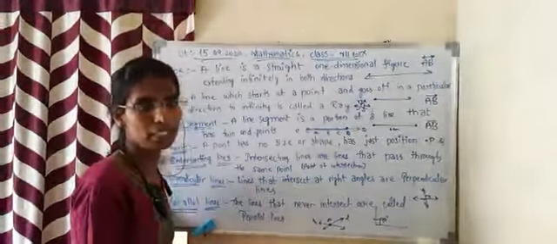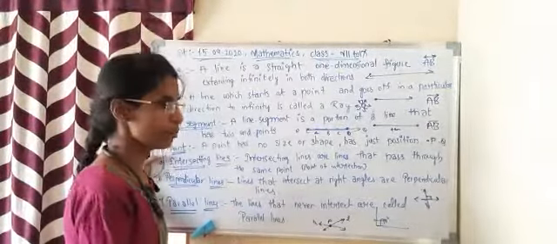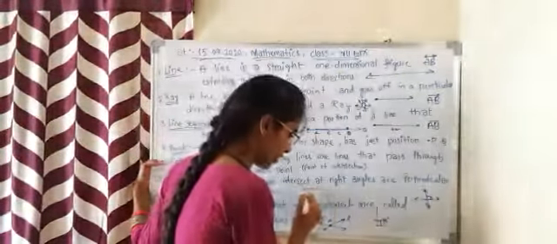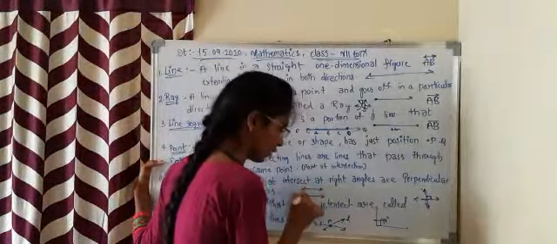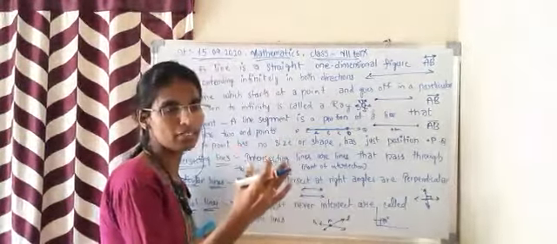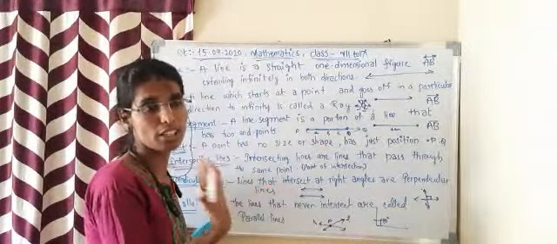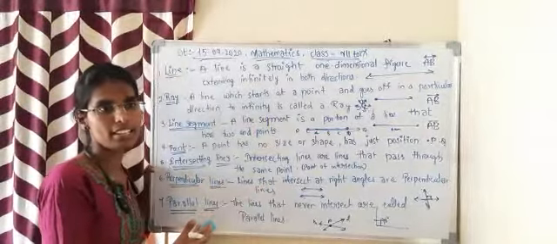Then parallel lines. Parallel lines are lines which never intersect. They go on in the same way over a long distance to infinity. Such lines are called parallel lines.